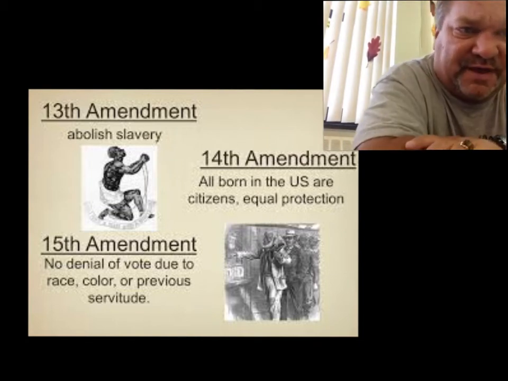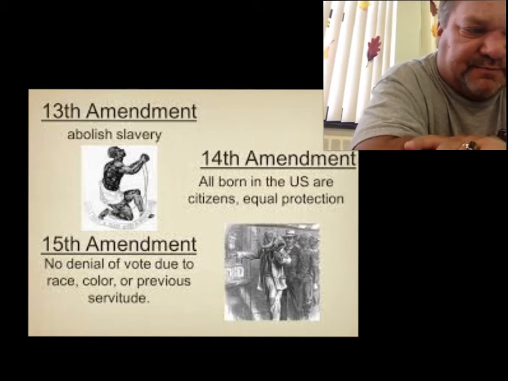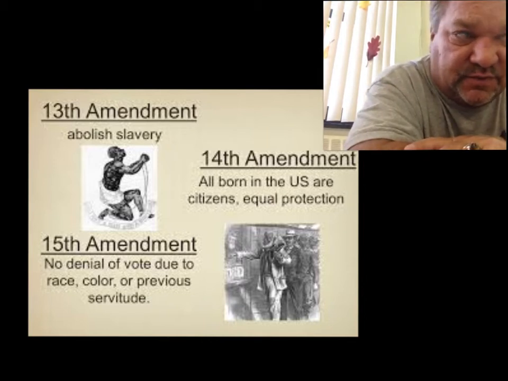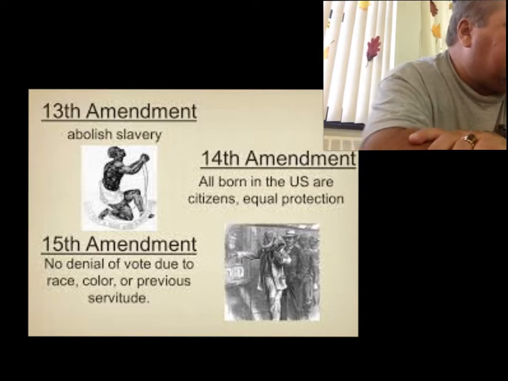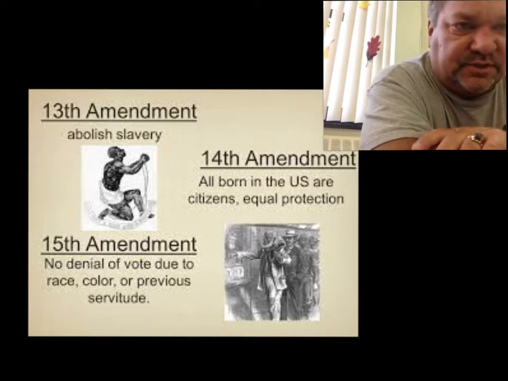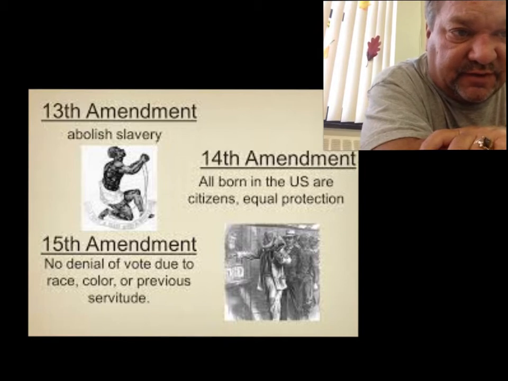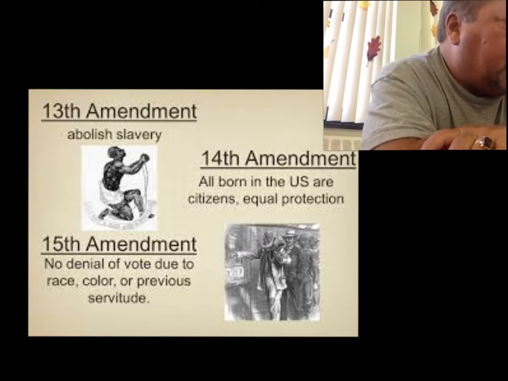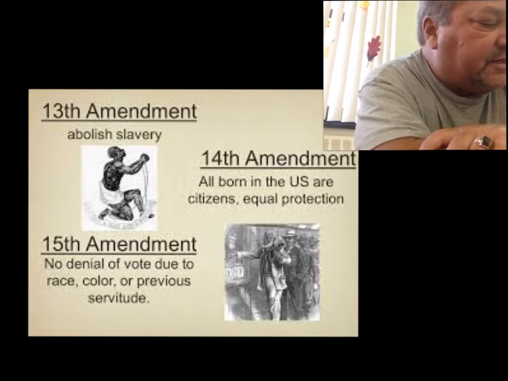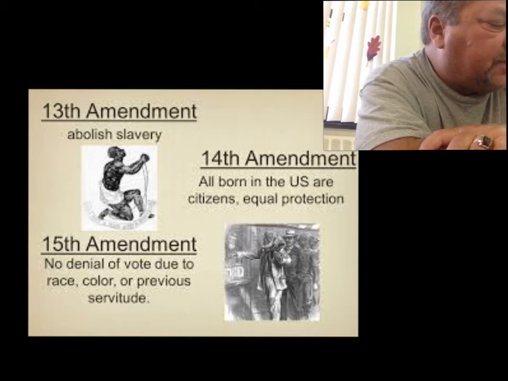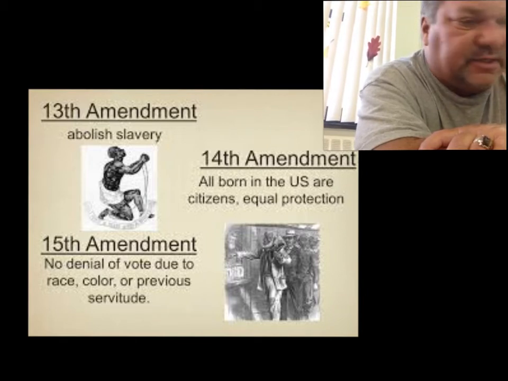So if we went to the amendment section in your book, which actually is on page 1021, you'd find the 13th Amendment. And what it says is, neither slavery nor involuntary servitude, which means forced labor, except as a punishment for a crime whereof the party shall have been duly convicted, shall exist within the United States or any place subject to their jurisdiction. Congress shall have the power to enforce this article by appropriate legislation.